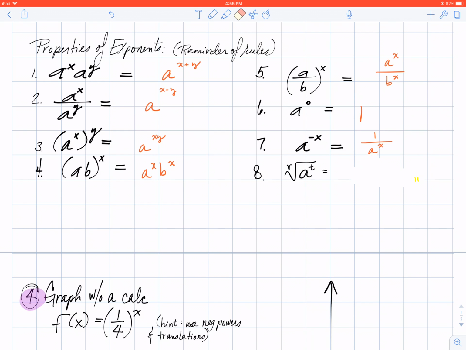And then number 8, this one's a bit different. If you have the rth root of a to the tth power, then this can be turned into an exponent. I can get rid of my roots. This is the same thing as base a raised to the t over r power. The way that I remember this is that this is a root. When I think of roots on a tree, the roots on a tree are down at the bottom. However, the tree itself is up on the top.